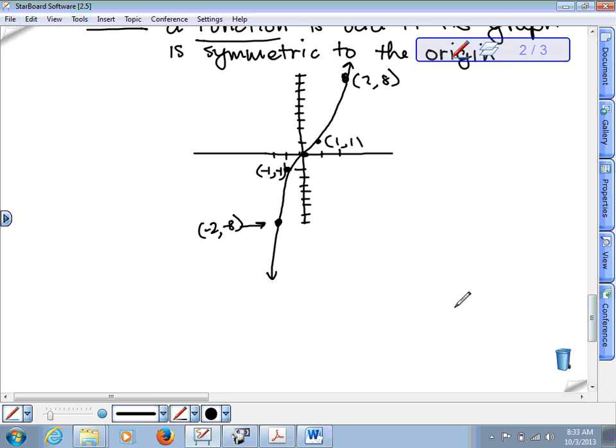Algebraically, though, here's what happens. Given f of x, f of negative x, it starts the same way. You still have to evaluate the function at negative x. F of negative x this time, however, is not going to result in the exact same function you start with. It's going to result in the exact opposite of the function you started with. F of negative x equals the opposite of f of x.